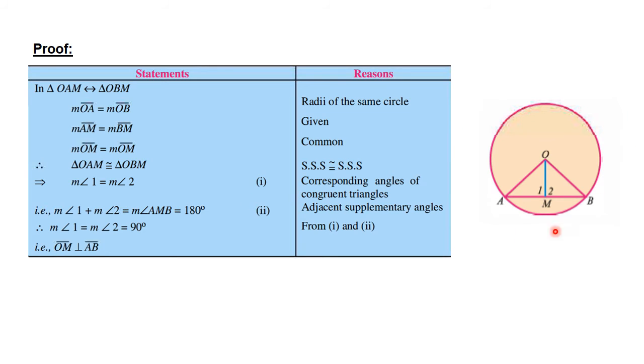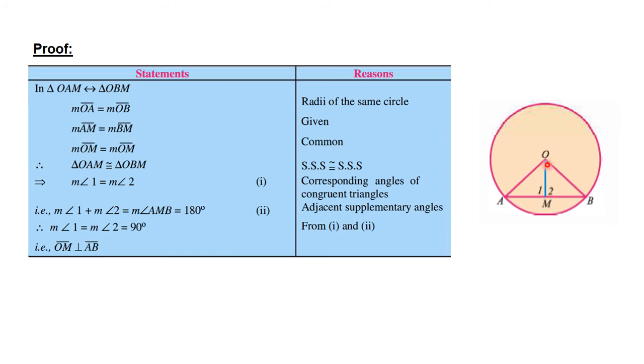Now students, if you observe your diagram, in triangle OAM there is a correspondence with triangle OBM. Here are two triangles OAM and OBM. Number 1, measure OA is equal to measure OB, because both are the radii of the same circle. So OA is equal to OB. Measure AM is equal to measure BM because it was given in the statement that OM is bisecting the line segment AB. So measure AM is equal to measure BM. It was given in the statement. Now student, measure OM is equal to measure OM.